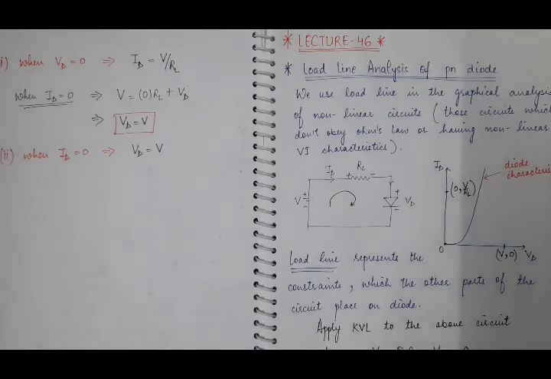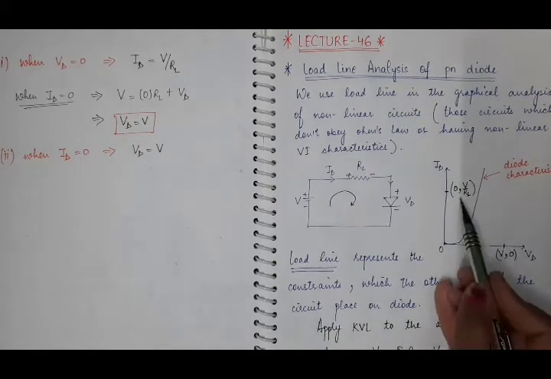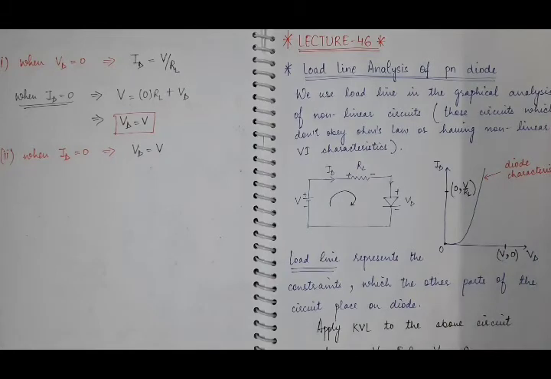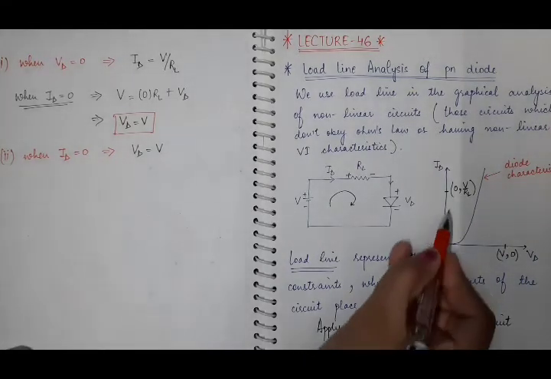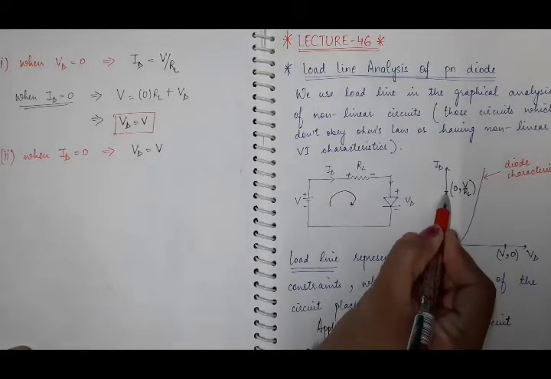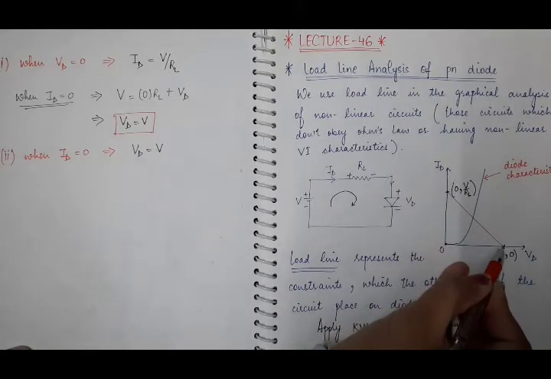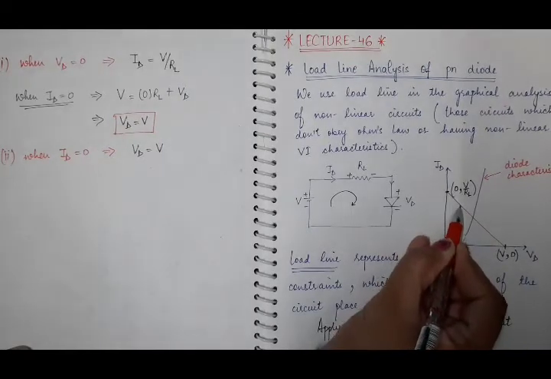And we know that to draw any line, we need 2 points. And these are the 2 points through which the load line will pass. So now draw the load line. The load line will be the line which is passing through these 2 points. So this is the load line.